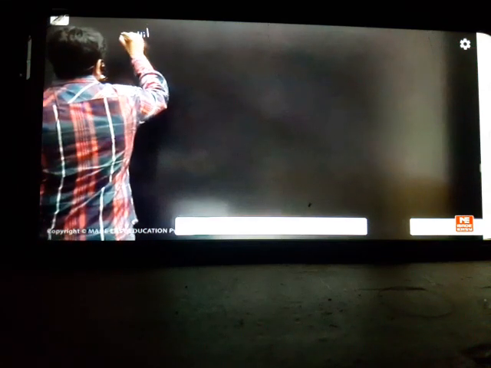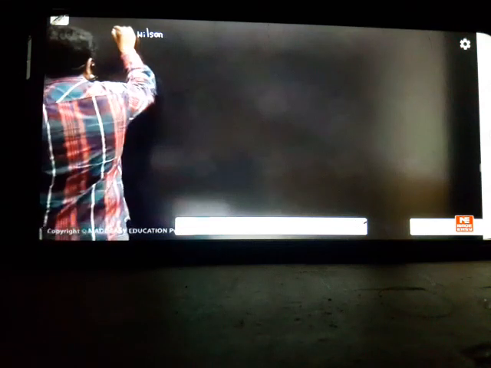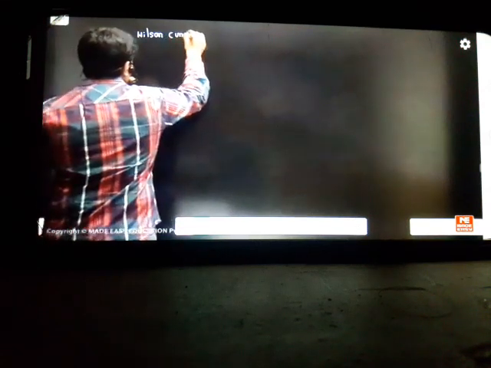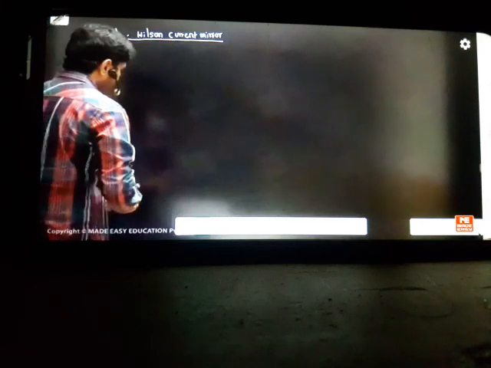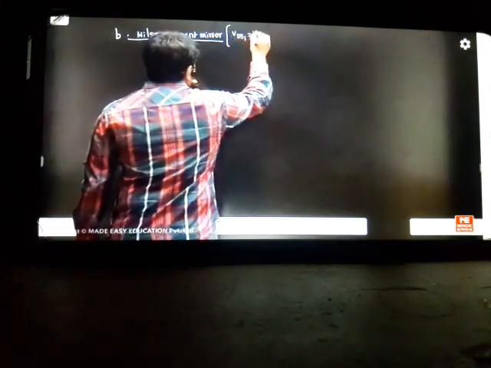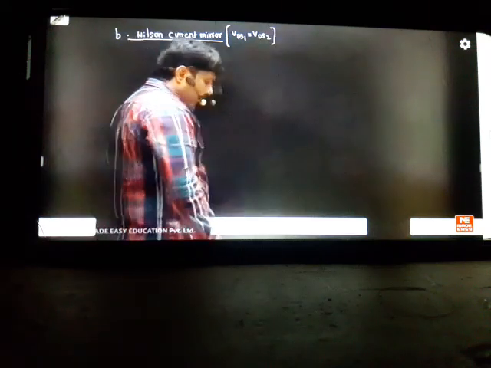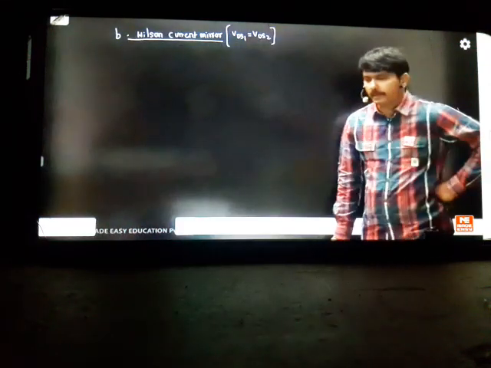Keep the heading Wilson current mirror. The second topic is Wilson current mirror. You can take it as point B. The main purpose of using the Wilson current mirror is that your VDS1 should be equal to VDS2. The target here with the Wilson model is to make VDS1 and VDS2 the same. That's called the Wilson concept.